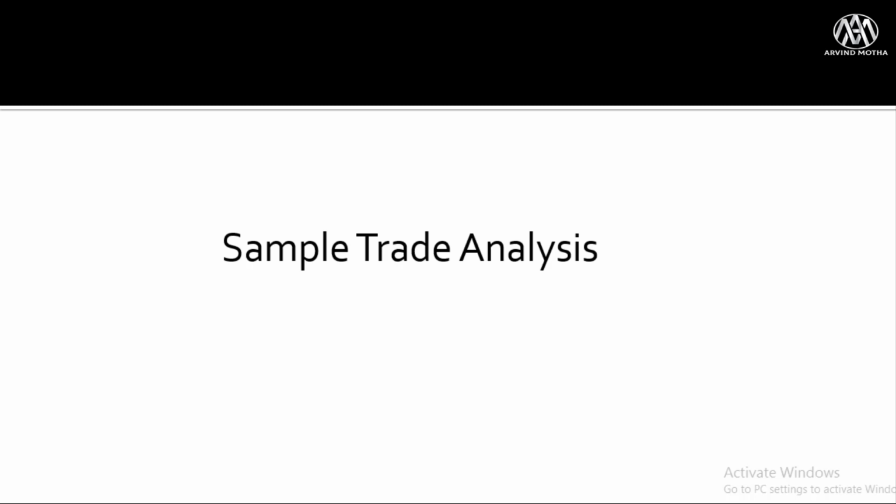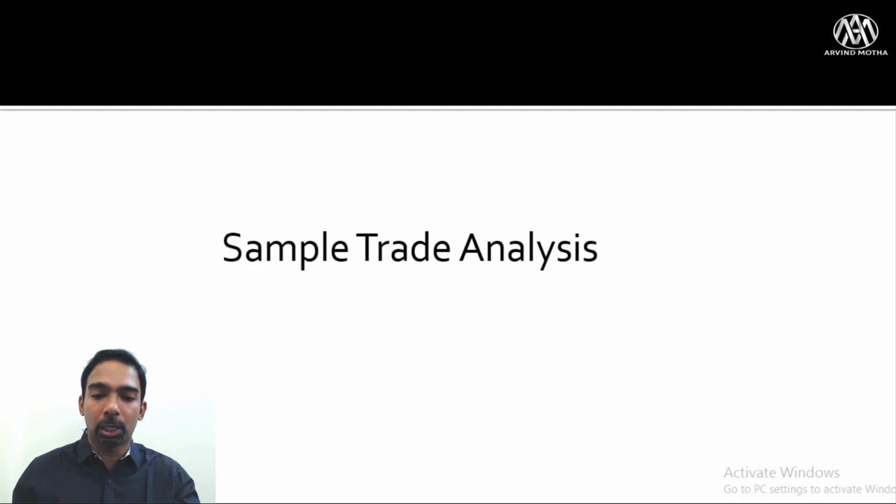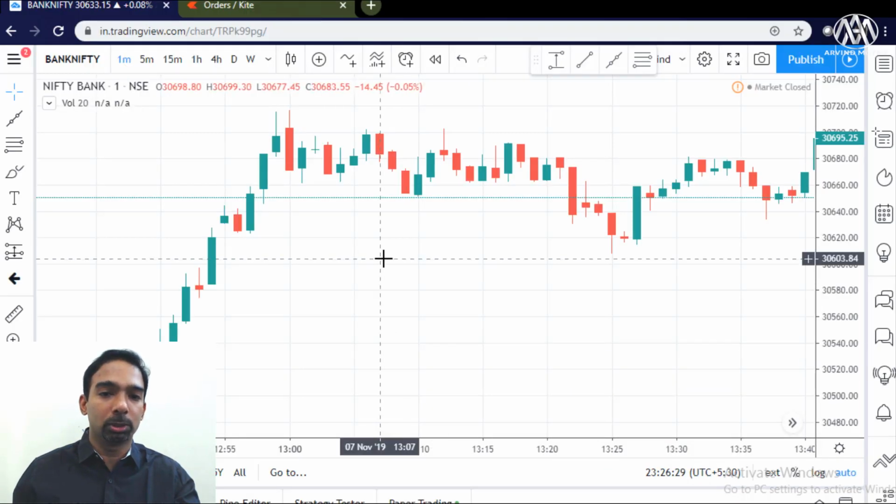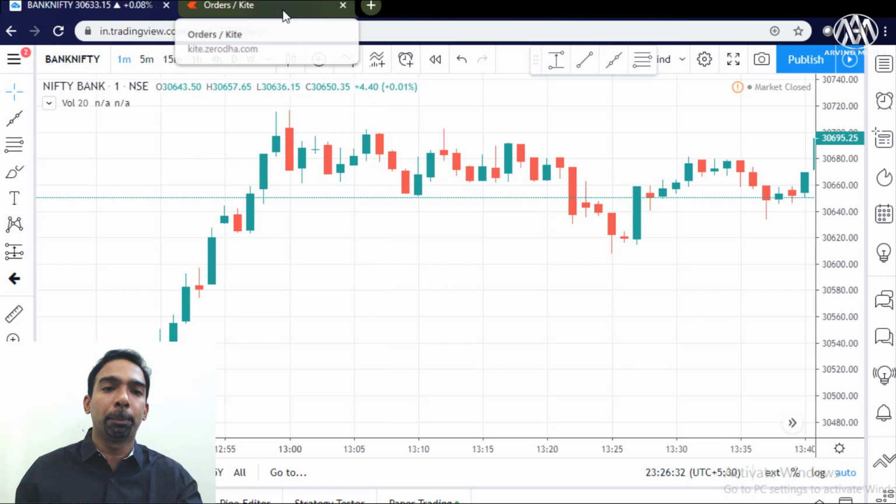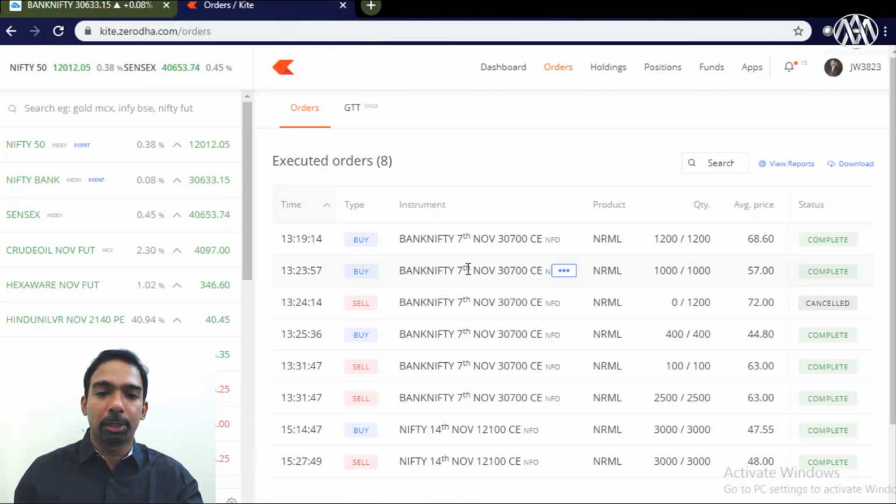I'll walk you through a sample trade which I personally took so I can explain it to you better. Here you can see I took a couple of trades today. One was in Bank Nifty and the other was in Nifty. So probably I'll show you Bank Nifty.